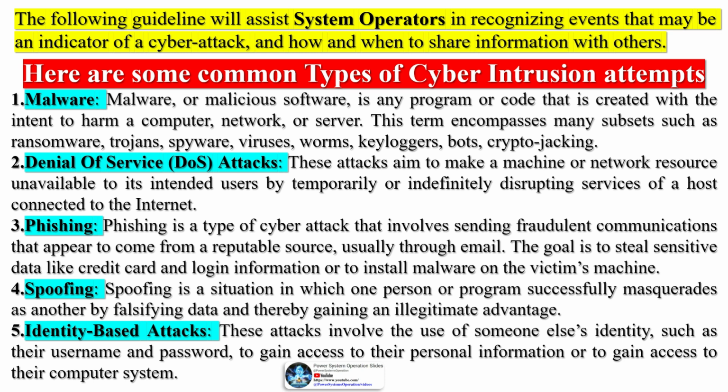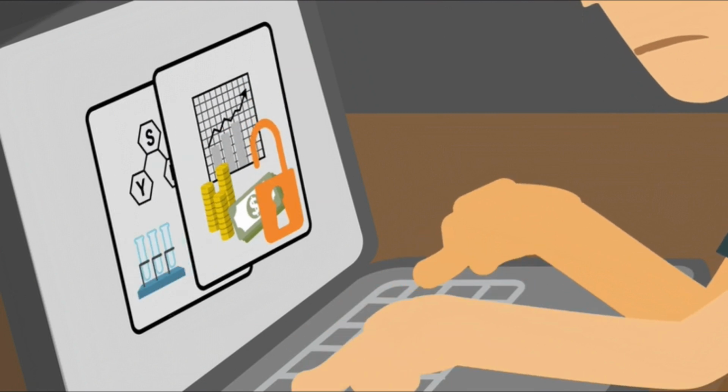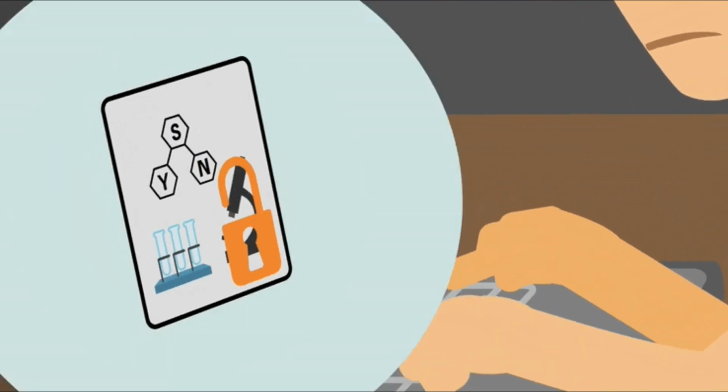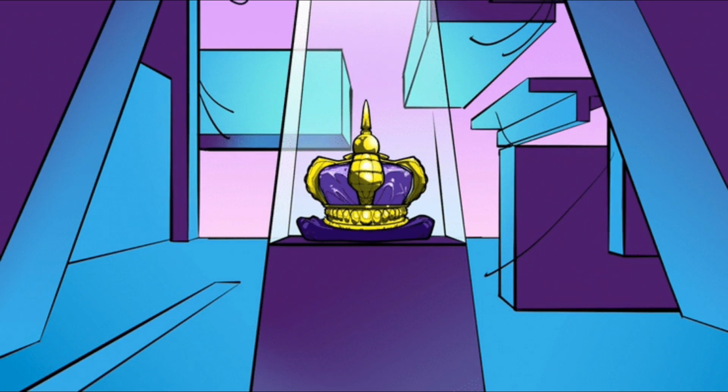Economic impact. Disruptions in power supply due to cyber intrusions can have significant economic impacts. This includes not only the direct costs associated with rectifying the issue, but also indirect costs due to loss of productivity in business. Confidentiality of information. Power system operators handle sensitive information related to the grid operation and energy markets. Cyber intrusions can lead to unauthorized access and potential misuse of this information.